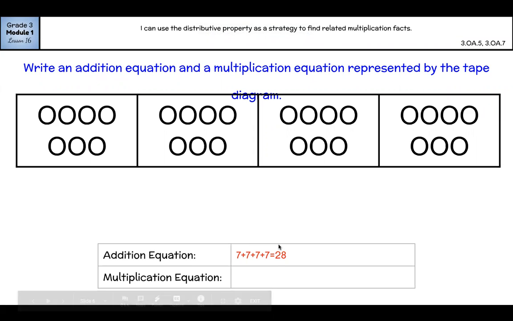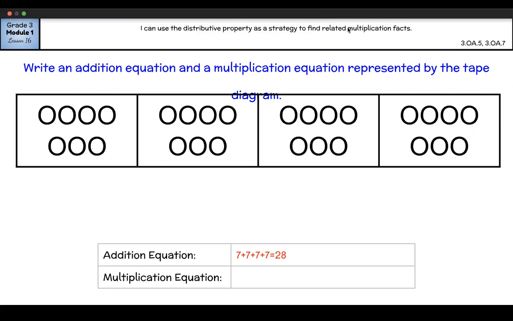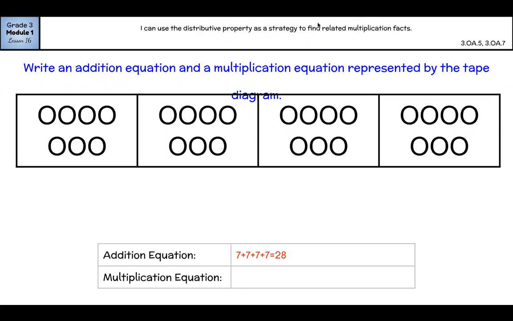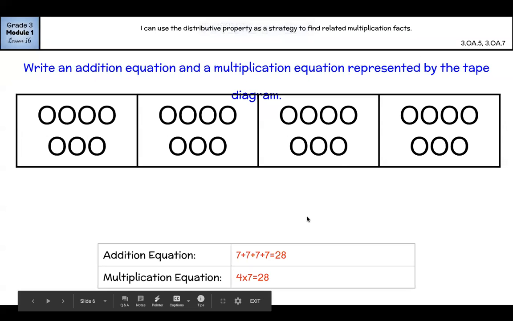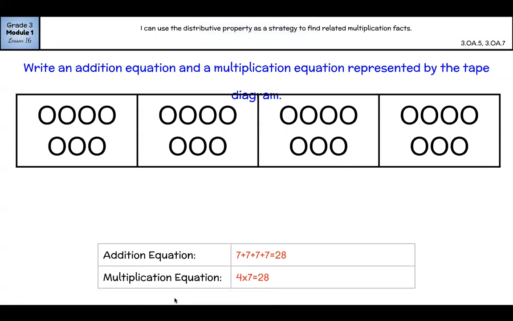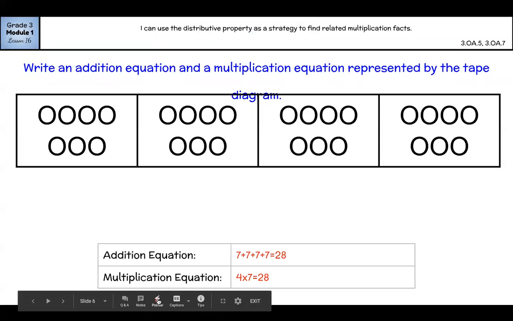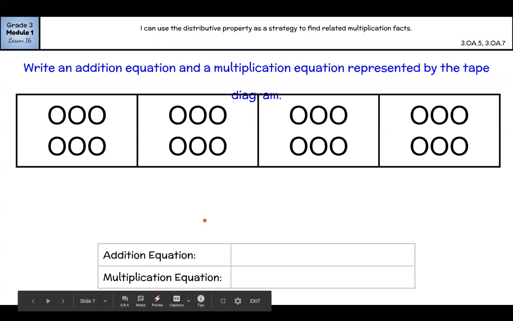But if I wanted to write this in a multiplication equation, remember you have equal groups of 7. I have 4 equal groups of 7. So for that, I would write 4 times 7. You'll notice that 4 groups of 7 also equals 28. So that stays the same, the total number. All right, same thing here.